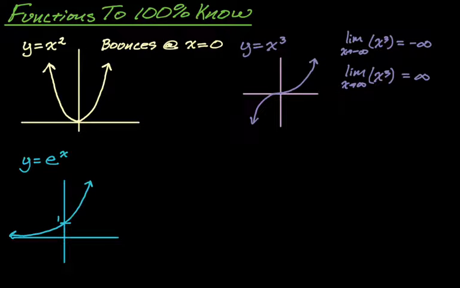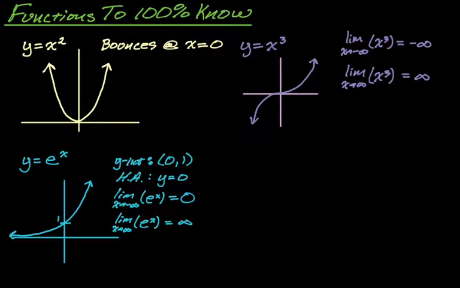Y equals e to the x. E to the x, exponentials in general, you need to know their shape, and a couple of key things about them. So, for example, this has a y-intercept of 0, 1. Make sure you know that. We have a horizontal asymptote of y equals 0, especially as we go to negative infinity. Actually, only as you go to negative infinity. And then there are two limits that are useful to know. The first one, the limit as x approaches negative infinity of e to the x is 0. That's the horizontal asymptote. And the limit as x approaches infinity of e to the x is infinity because you just keep growing forever. So those are good things to know about e to the x.